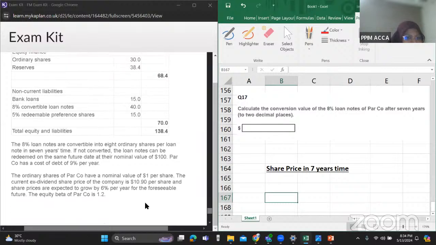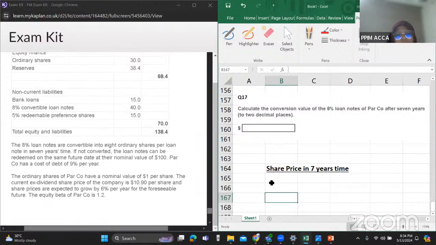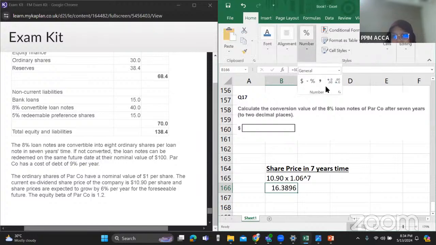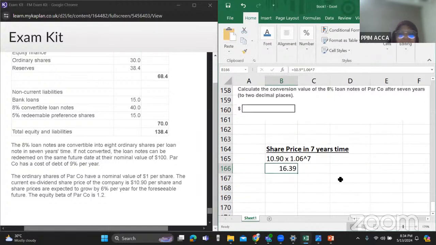Right. So if you look here, they're saying the current ex-div share price is 10.9 and it will grow at 6% per year. Okay. So currently it's $10.9. It will grow at 6% per year, means after 7 years, you have to make it 1.06 to the power 7. So you can put this formula, which is 10.90 into 1.06 to the power 7. So we are talking about 16.3896. Let's make this 2 decimal places. Okay, so 16.39.